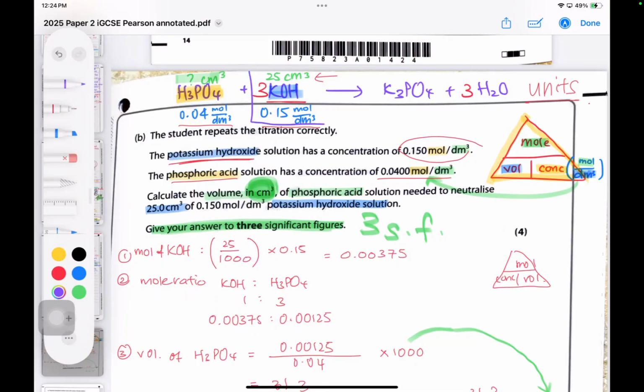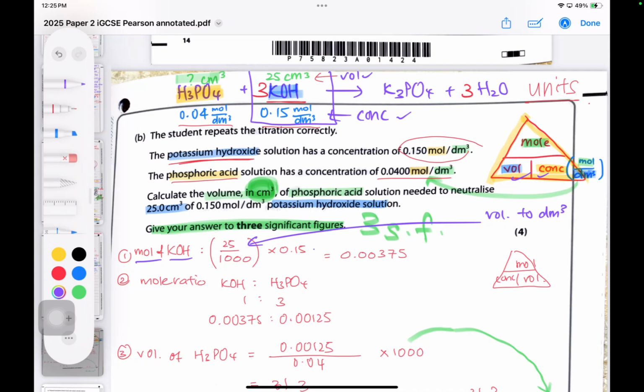Turn this to purple. Okay, my potassium hydroxide, I've got the concentration, and I've also got the volume. So that means I can actually find my number of moles of potassium hydroxide, isn't it? What I need to do here is first convert my volume to the same unit, to dm cube, before I can multiply them.